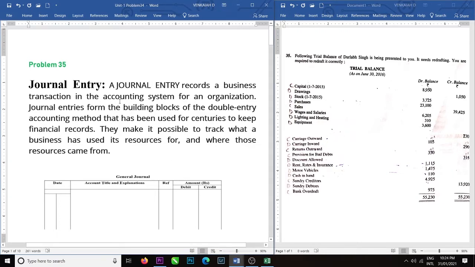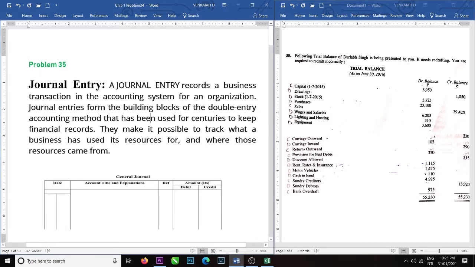It is a basis for accounting. It is a building block of the double entry system, which is very basic to the double accounting system. So what is the double accounting system? The transaction is written in debit and credit format to record the accounting transactions of an organization. Okay, so that is journal entry.